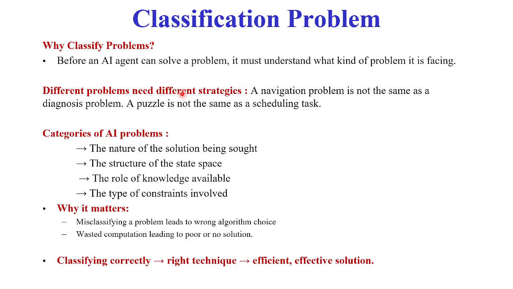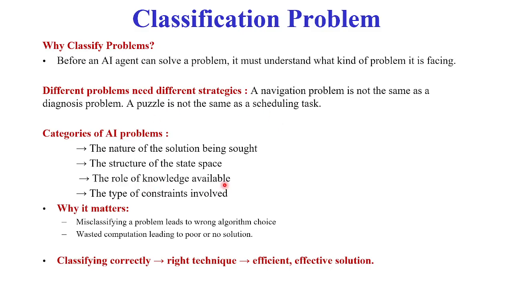If you take a navigation problem, like finding the shortest route, like we discussed about arriving at Bucharest, it's a completely different problem from a medical diagnosis problem. Likewise, a logical puzzle is not the same as your scheduling problem. So when a wrong strategy is applied, we either get a wrong answer, a worse answer, or never get an answer at all.